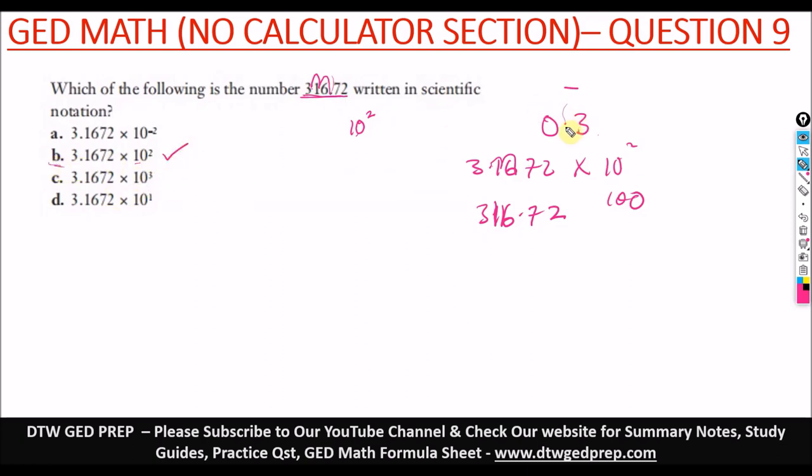And when you're moving to your right, your power would be negative. Moving to your left, your power would be positive. So our right option here is option B.